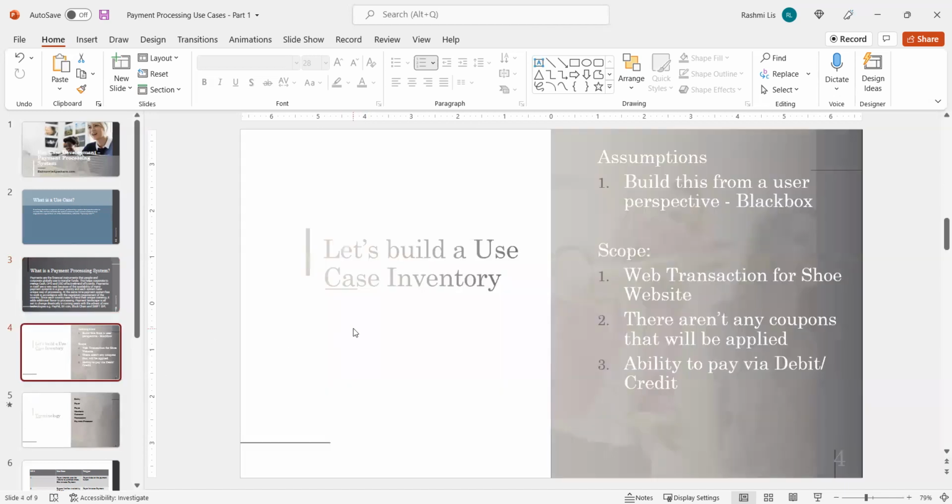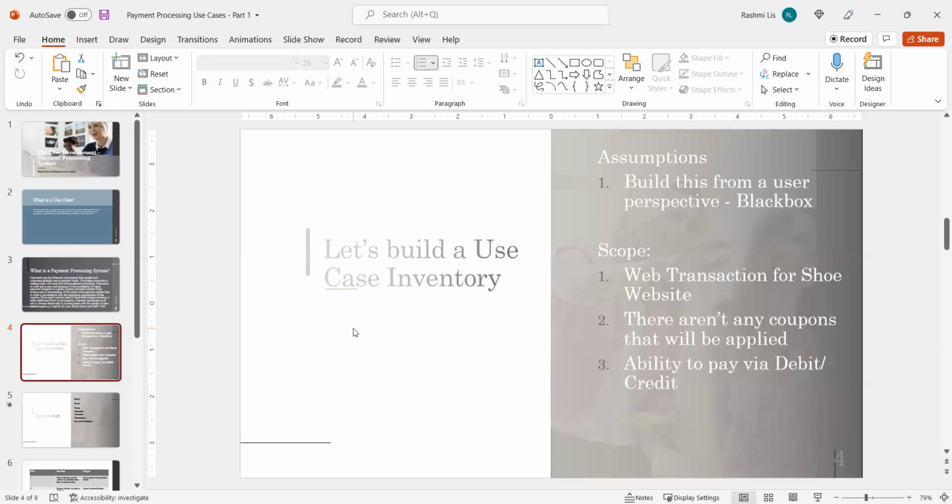So in terms of building a use case, the first thing to do would be to understand how to build the use case inventory. And in order to do that, we are going to make a couple of assumptions. One is you want to build the use cases from the perspective of a user. Now, there are some use cases out there that can be built from the perspective of a system, but from a business analyst perspective, your goal should always be to understand what the business requirements are. And this is what we call black box, meaning you're purely looking at it from a user perspective and not from a systems perspective.